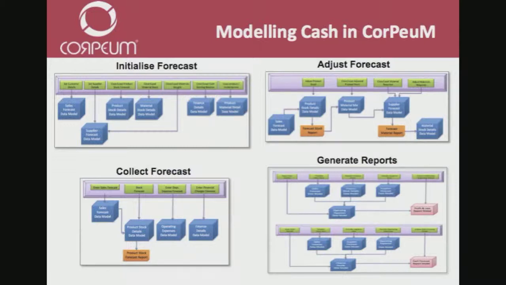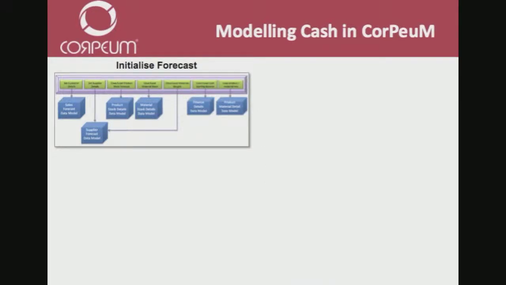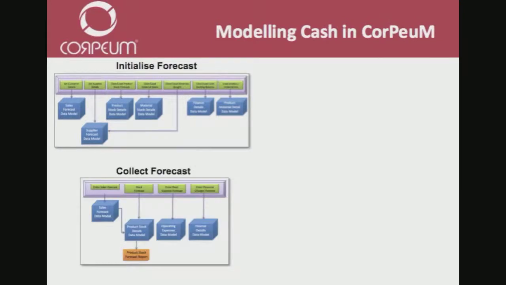In our case study, there are 4 distinct processes. Initialized forecast sets customer and supplier payment profiles and the current status of material and product stock levels. Much of the data is loaded from production systems and based on current estimates and production schedules. The second process, collect forecast, collects sales forecasts and matches them with the current stock and production levels. Departmental expenses are also collected during this process.